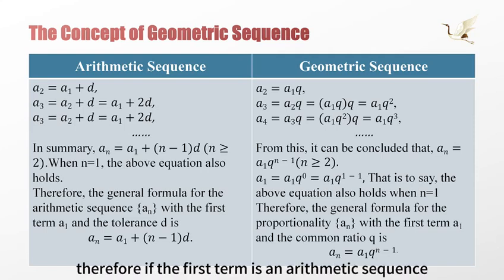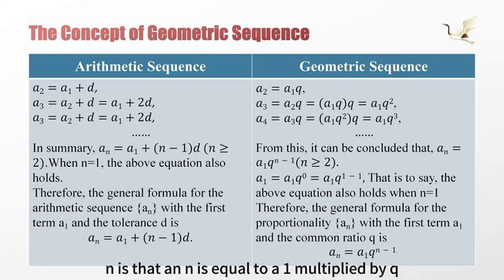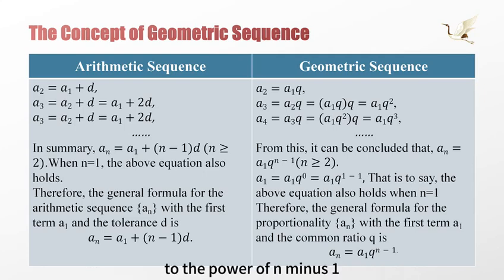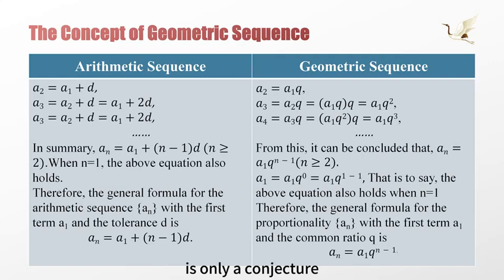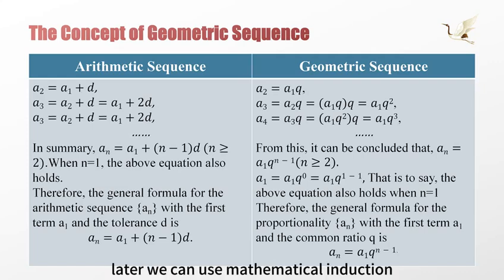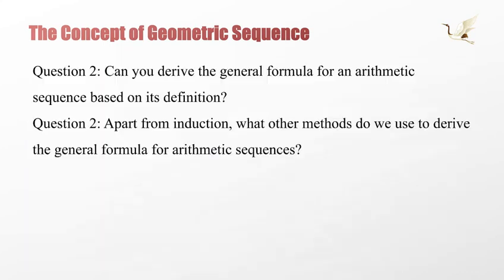Therefore, if the first term is a1 and the common ratio is q, the general formula for a_n is a_n equals a_1 multiplied by q to the power of n minus 1. The above reasoning process belongs to inductive reasoning, and the conclusion obtained from inductive reasoning is only a conjecture. Later, we can use mathematical induction to provide a rigorous proof that the above general formula is correct.